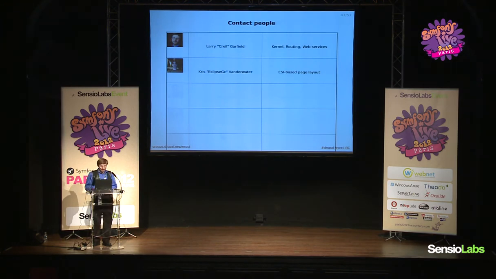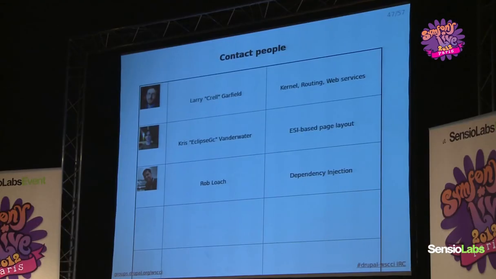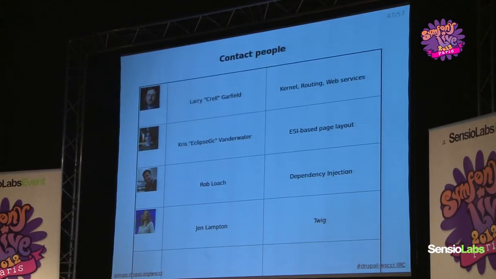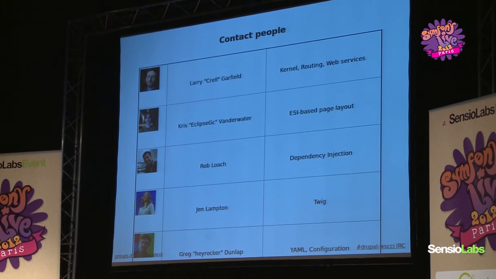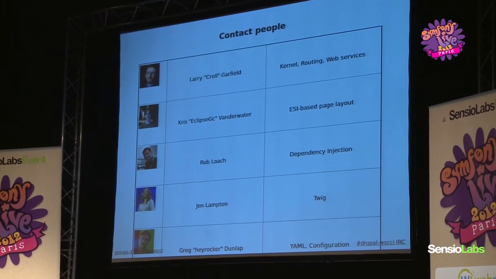If you want to help with the page layout system, or even just advise on how we can build that properly, talk to Chris Vanderwater. Eclipse GC is his name online. Dependency injection, Rob Loesch is leading that charge. If you want to help with Twig and show us how to not do something stupid with it, talk to Jen Lampton. Our new configuration system, which is now using YAML, Greg Dunlap is leading that charge. His name's Hayrocker online.